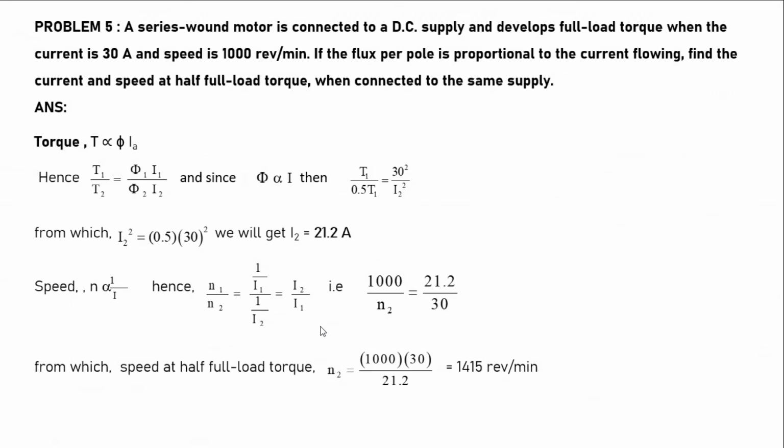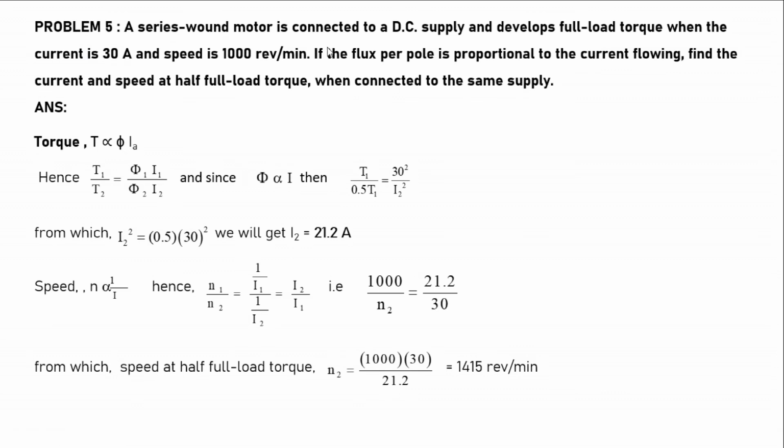Next, problem number 5. A series wound motor is connected to a DC supply and develops a full load torque when the current is 30 amps and the speed is 1000 revolutions per minute. The series motor develops full load torque when the current is 30 amps, and the speed N1 is 1000 RPM.